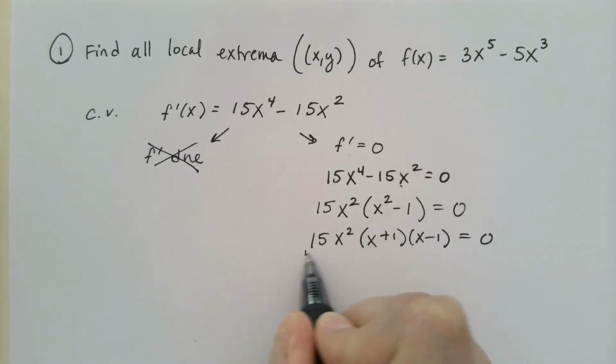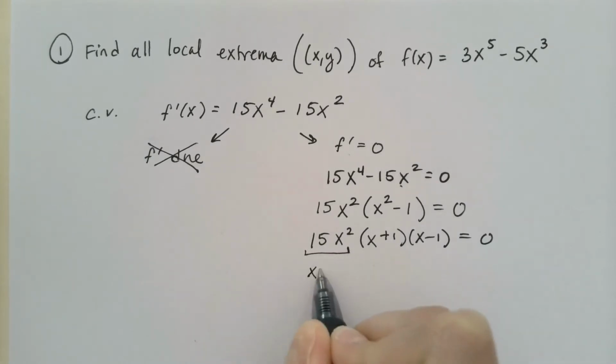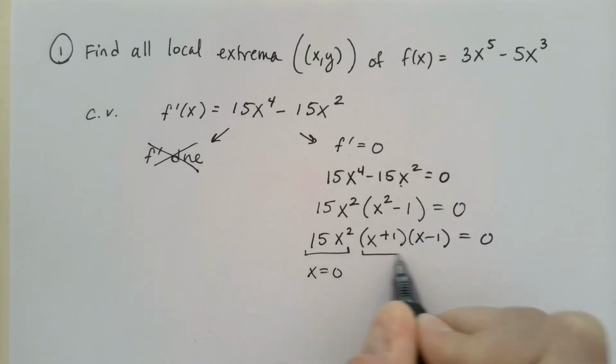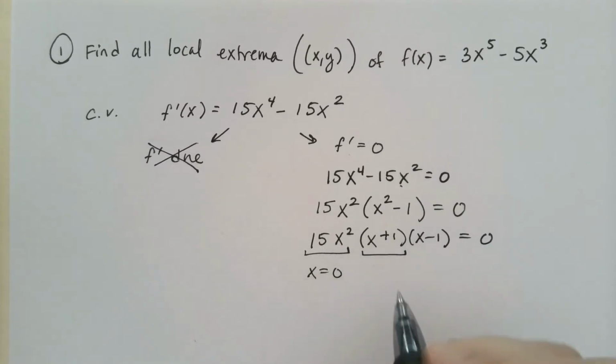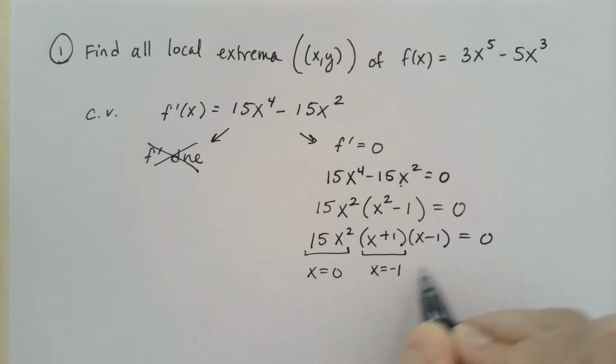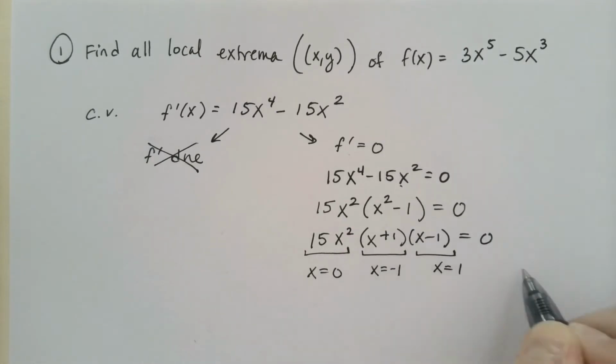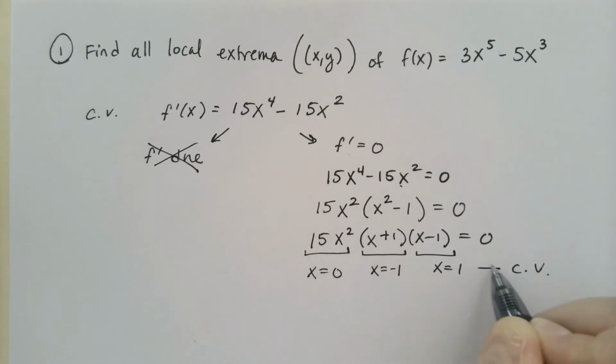So if I set this equal to 0 and solve, I get x equals 0. If I set x plus 1 equal to 0, I get x equals negative 1. And if I set x minus 1 equal to 0, I get x equals 1. So these three numbers are my critical values.